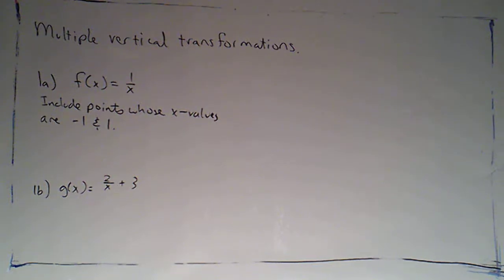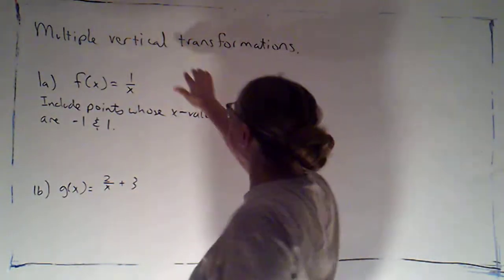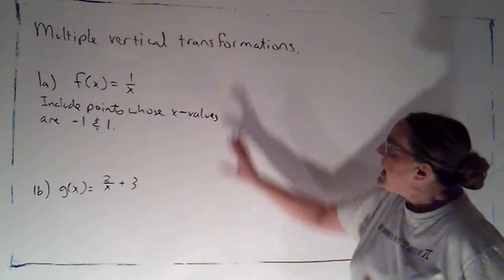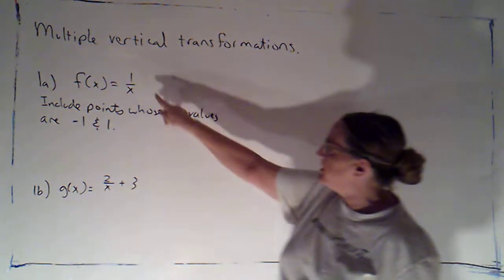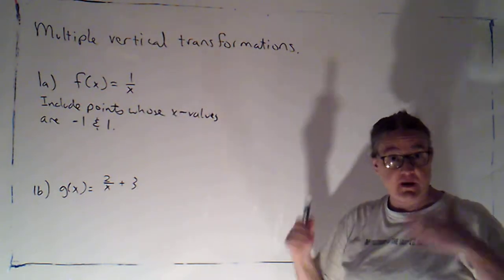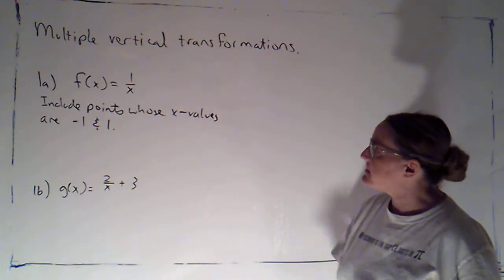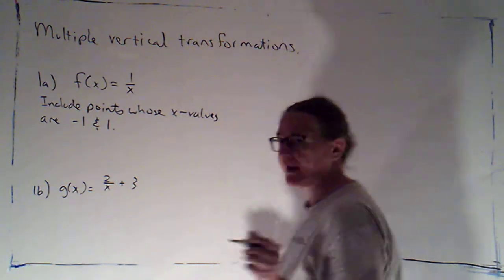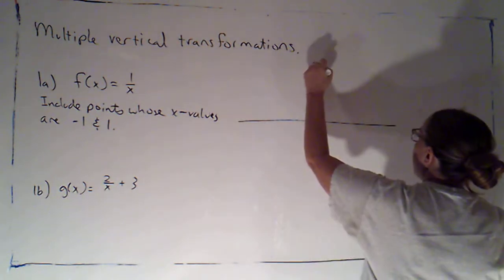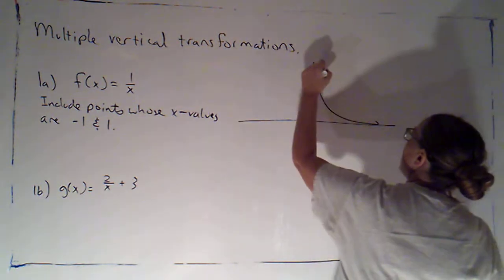We're going to take a look now at what happens when we have more than one vertical transformation that we apply to the same parent function. In question 1a, I asked you to sketch f of x equals 1 over x, but rather than giving you the table of values that we've been using in the past, I just asked you to include a couple of crucial points.